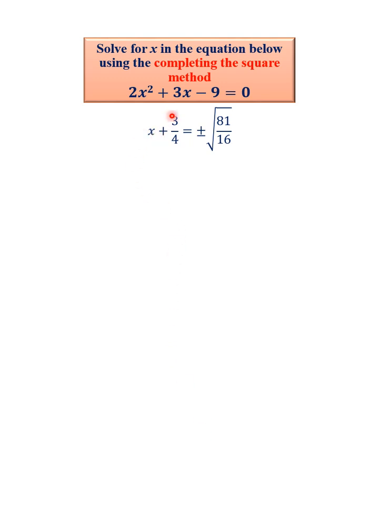We have x plus 3 all over 4 equals to plus or minus square root 81 all over 16. The square root of 81 is 9 and the square root of 16 is 4. So this becomes x plus 3 all over 4 equal to plus or minus 9 all over 4. We are looking for x, so at this time we can take positive 3 all over 4 to the right hand side so that we make x subject of the formula. That means x will be equal to, when it crosses over, it becomes negative 3 all over 4 plus or minus 9 all over 4. We can now solve from here.